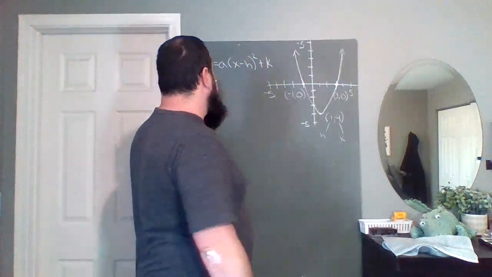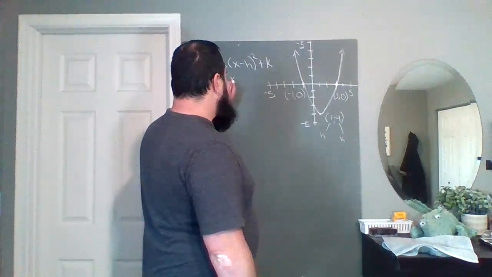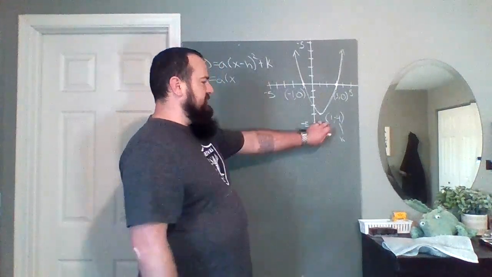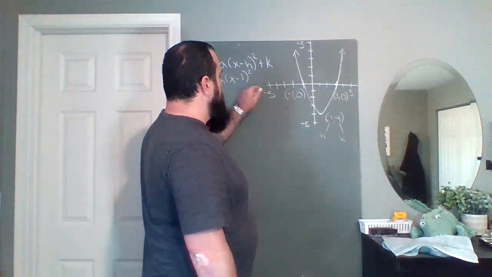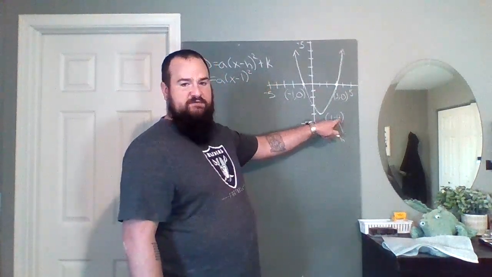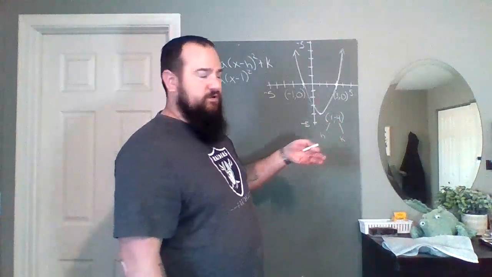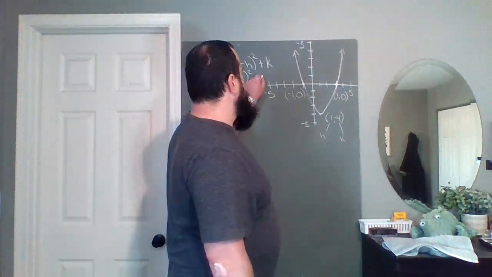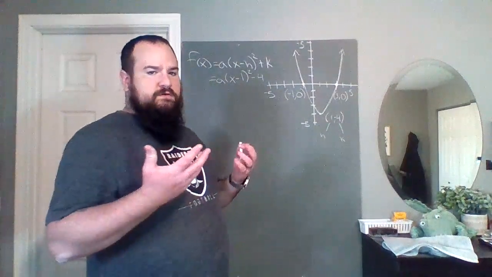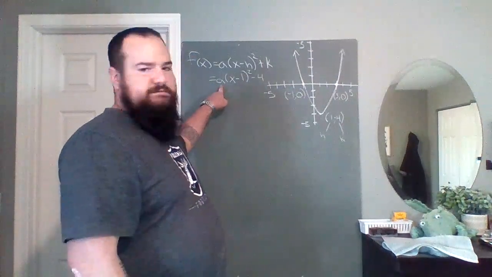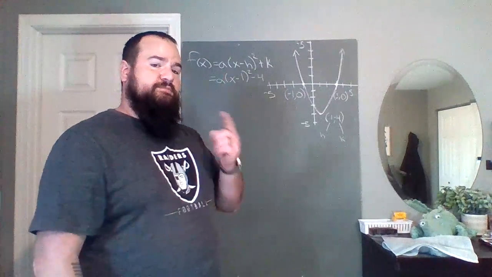So this now becomes a times x minus h, which is 1. So it's going to be minus 1 plus k. So k is negative 4. So instead of plus negative 4, we just say minus 4. Cool. The problem is now, how do I find this a? Right? And this is where that other point comes in.